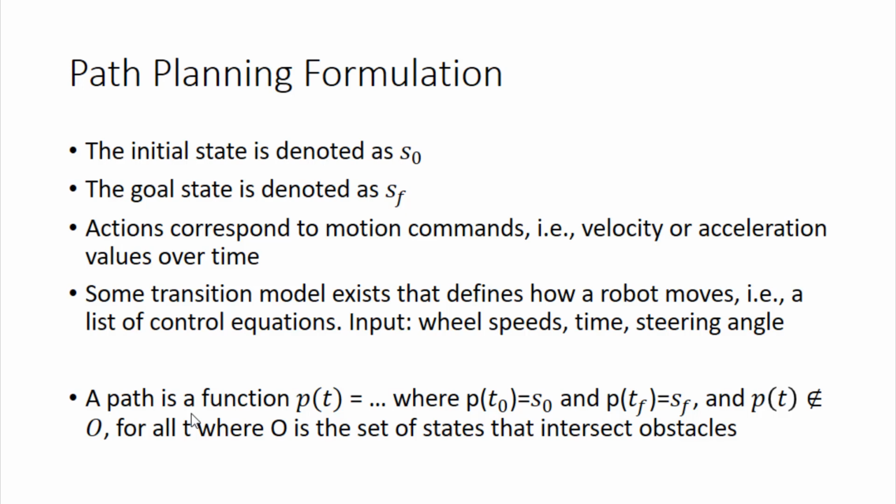Our actions are motion commands. In the AI classes, you probably talk about actions in a very discrete way. You've got some problem like the n-queens problem, or maybe the traveling salesman problem, and your actions are some operations like move queen from this spot to that spot, or go visit this node, and those are very discrete things. In robotics, our actions are going to be continuous because they're just going to be velocity and acceleration values that we send to the robot over time.